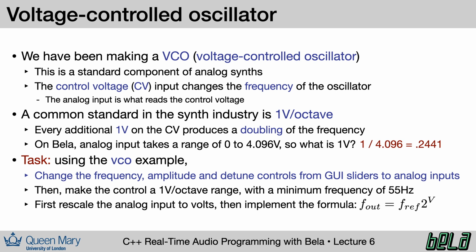You'll find that when you make this change, you actually have a wider frequency range than you did when you started in the example. This example does have the Bela oscilloscope enabled, so you can check whether it's working correctly there, as well as listening to the output. Pause the video here, see if you can make it work.